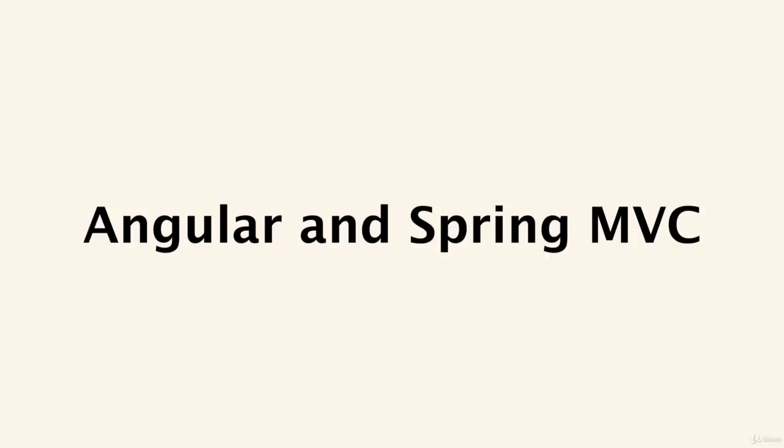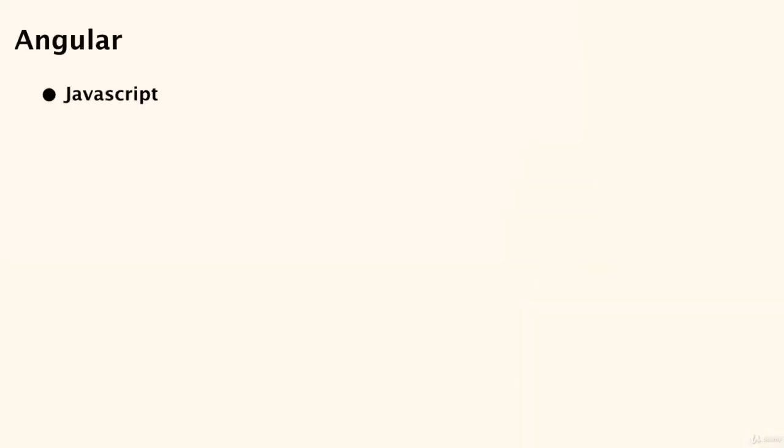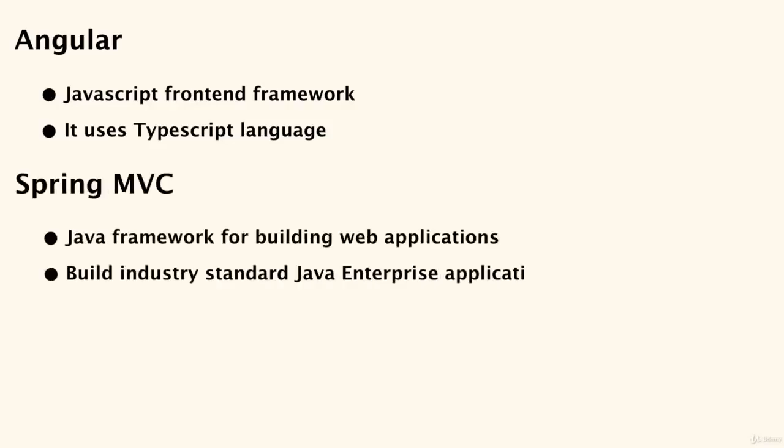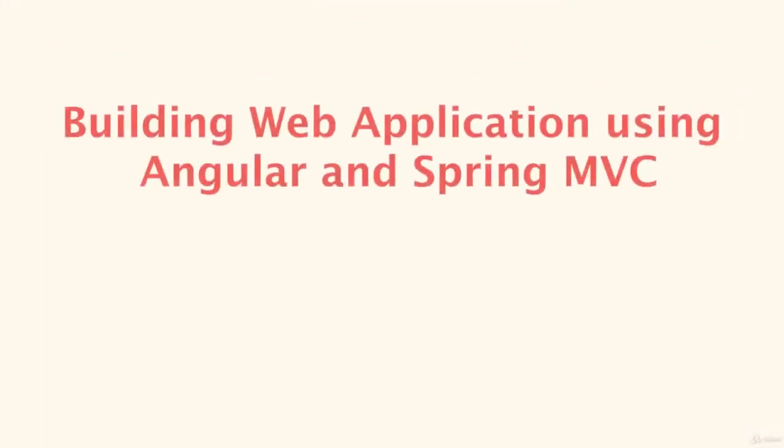For those of you who don't know Angular and Spring MVC, I will give you a quick introduction about these two technologies. Angular is one of the most popular JavaScript front-end frameworks for building web applications. It uses the TypeScript language to write the web application. Spring MVC is one of the most popular Java frameworks for building web applications, using which we can build industry standard Java Enterprise Applications. In this video series, we are going to take advantage of these two technologies and build a complete web application.